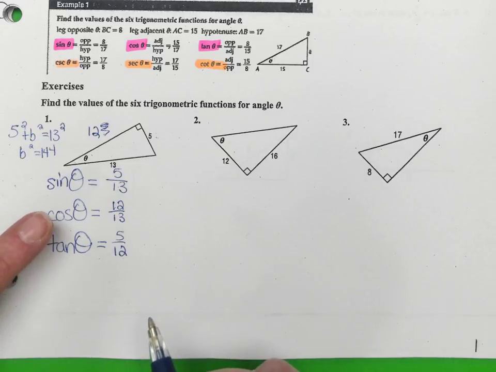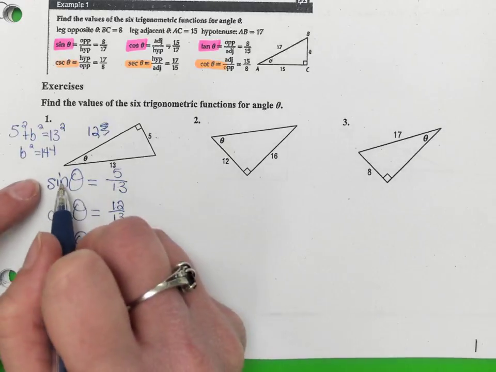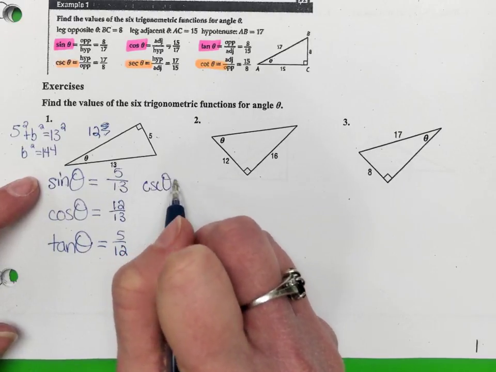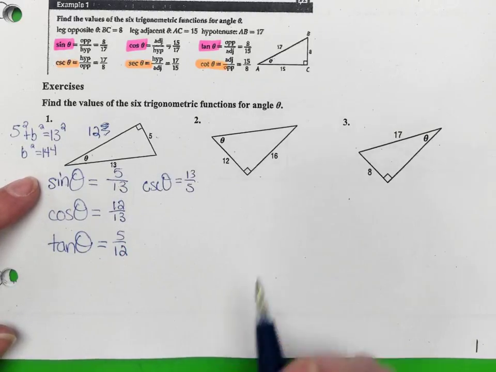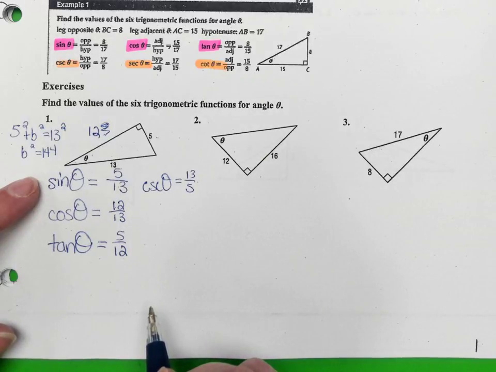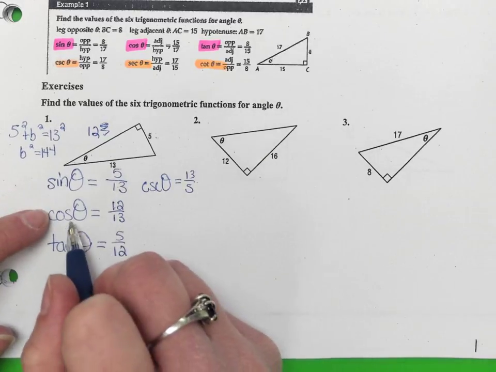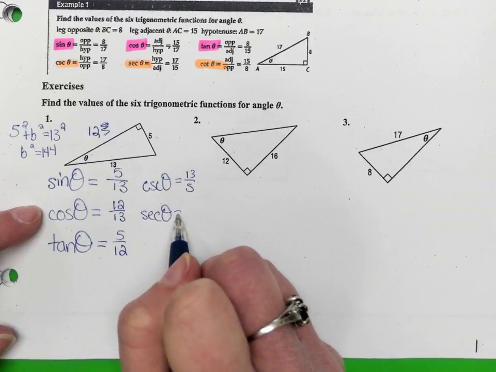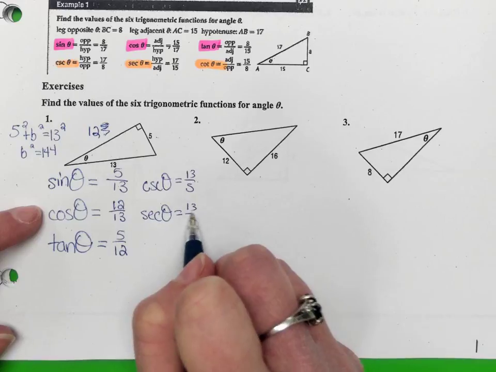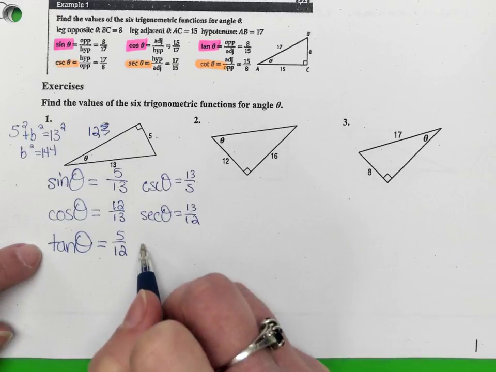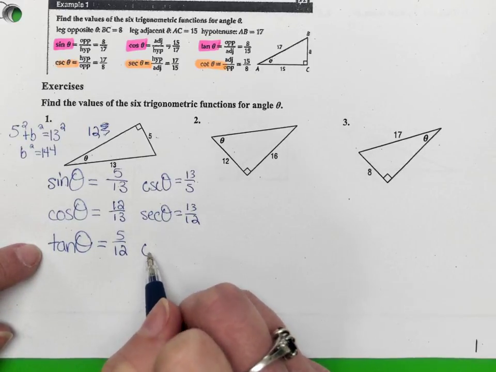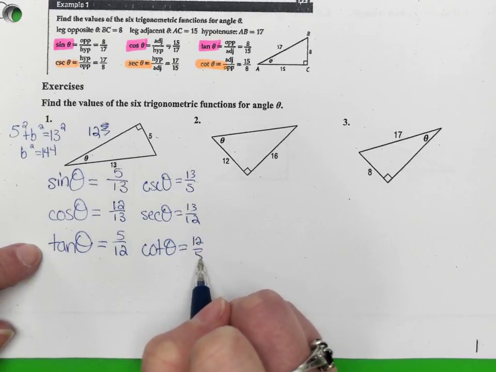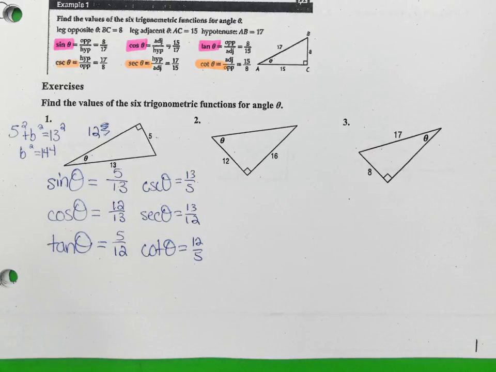Okay, then all you have to do is remember which ones are opposite. So Matthew, what's the opposite of sine? 13 over 5. Very good. So cosecant, you just switch it. 13 over 5. Y'all okay? Okay. What's the opposite of cosine? Secant, which is 13 over 12. You just switch it, right? And this one's the easy one. What's the opposite of tangent? Cotangent, which is 12 over 5. Y'all okay? Pretty easy stuff.